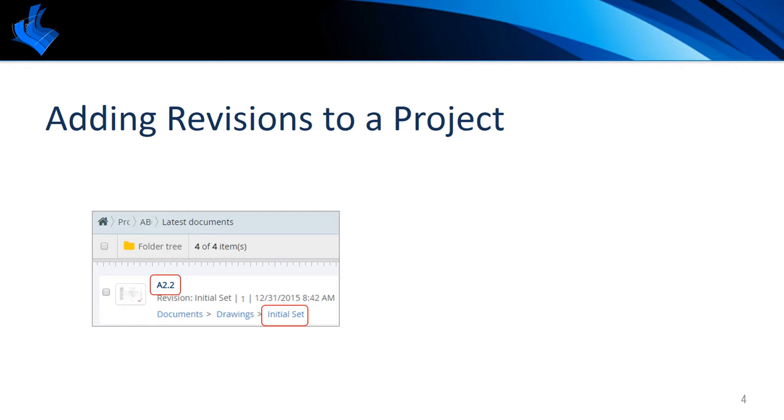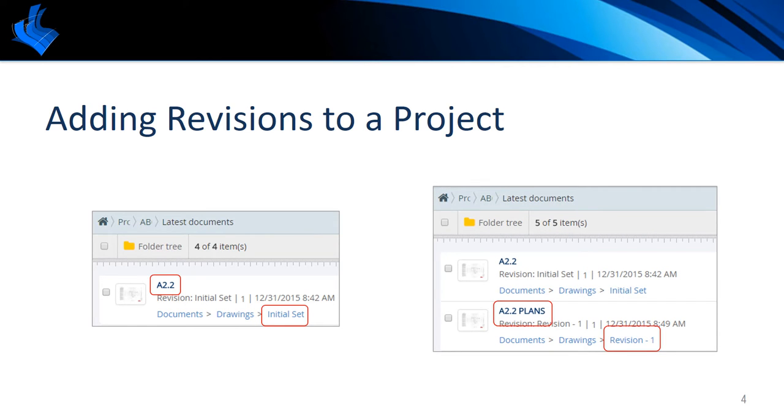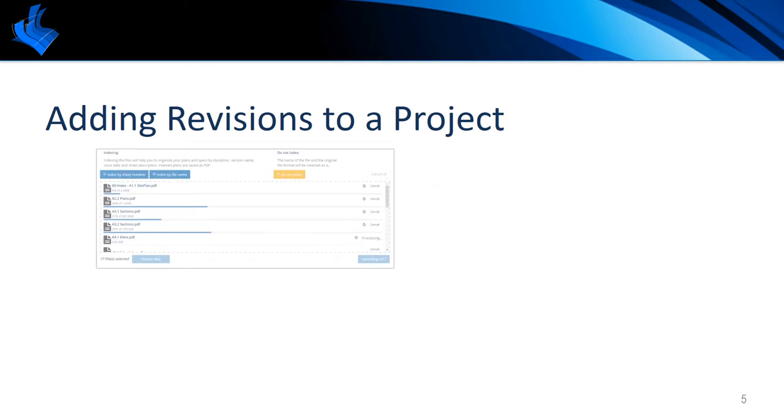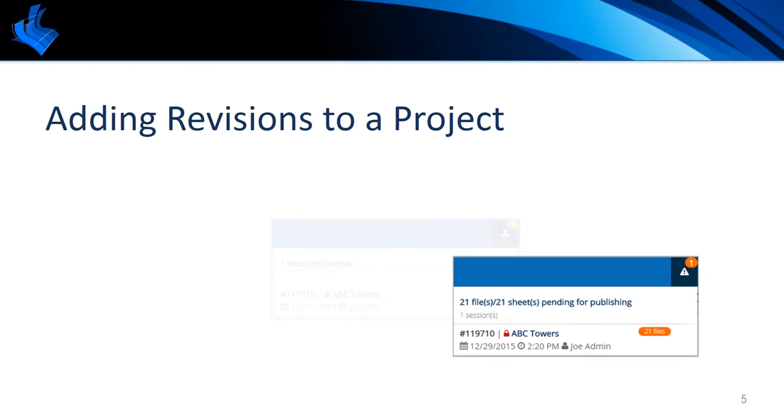If I now add a revision, but chose to index it by sheet name, SKYSITE will publish it as the file name of A2.2plans. In this example, SKYSITE will logically read A2.2 as a different document to A2.2plans, and, as a result, both instances will exist within the latest documents folder, even though Sheet A2.2plans was actually a revision to Sheet A2.2.